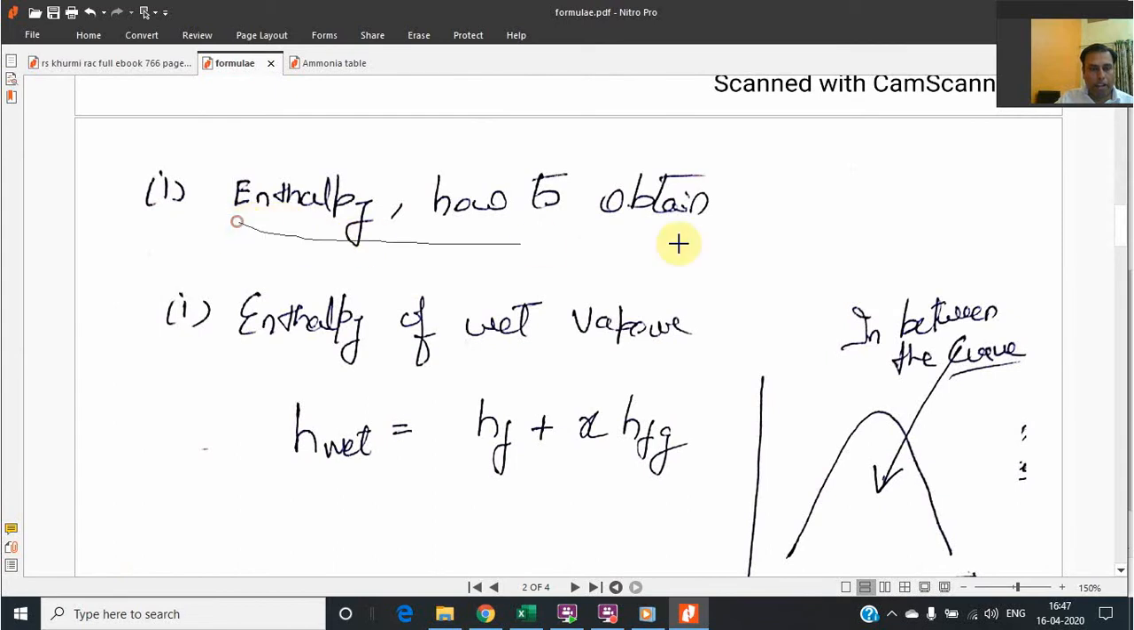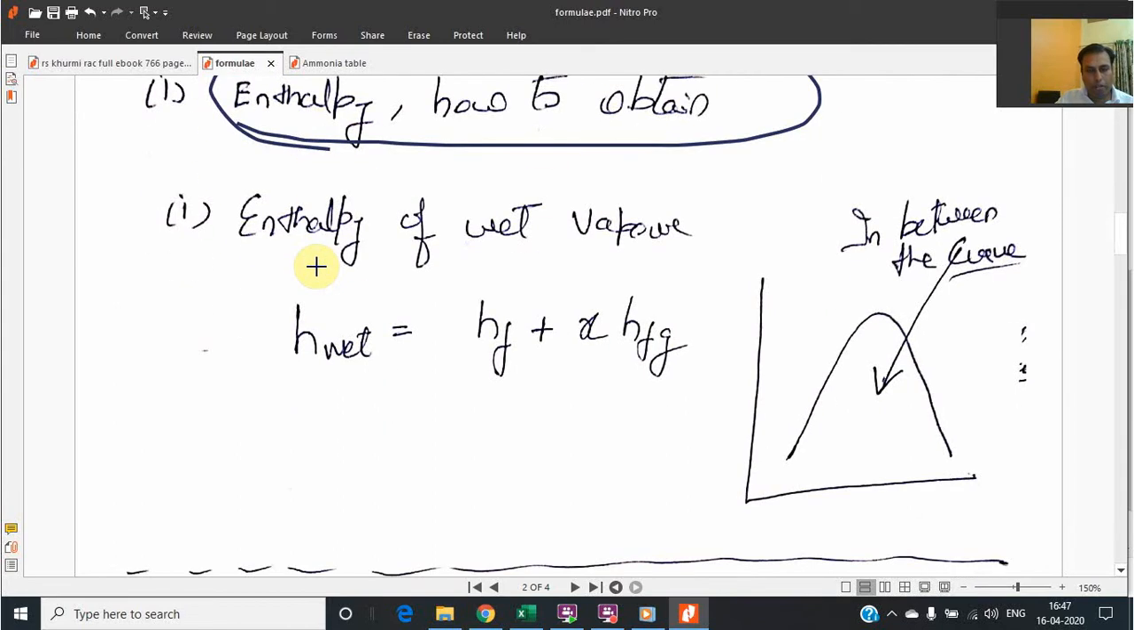Now the formula for enthalpy. How do we have to obtain it? Enthalpy of wet vapor. If we start with the enthalpy, what you can see is that the point is in between, means you are heating the fluid at constant pressure, and the point is in between the 2 curves, because this portion of the curve is called the liquid curve, and this portion of the curve is called the dry saturated vapor curve. Where they meet, that meeting point is called the critical point.